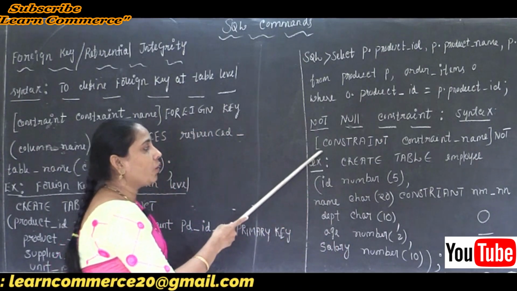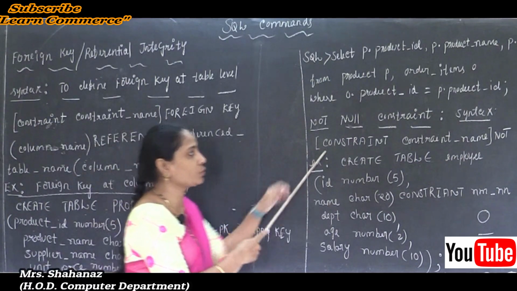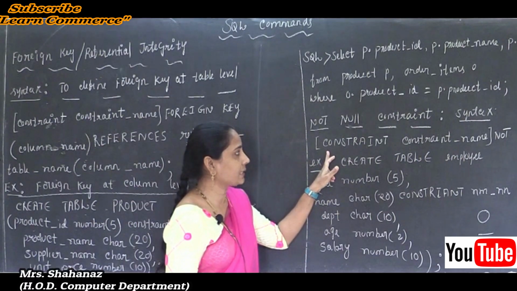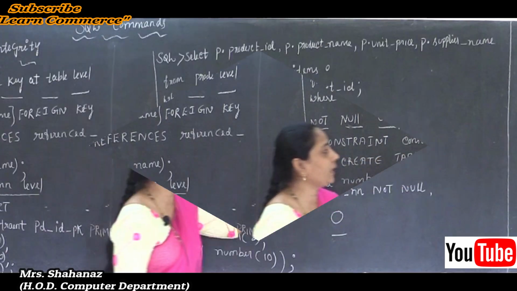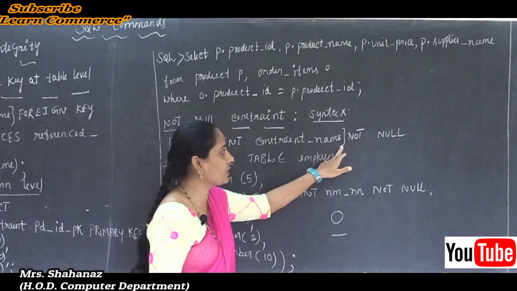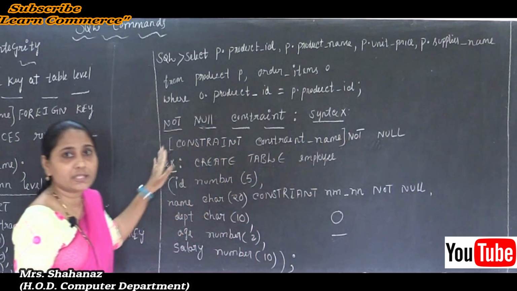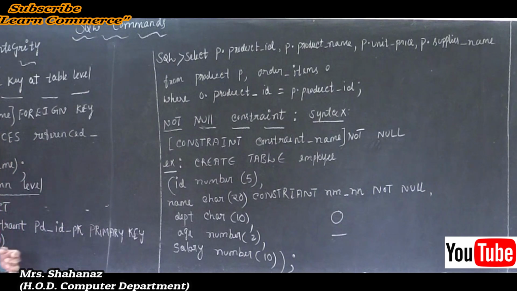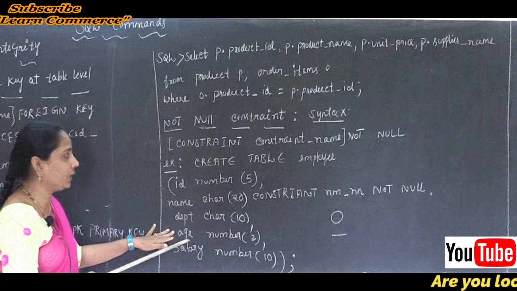And later, now let's see the syntax of our not null constraint. So how to write the syntax? The syntax is the opening square bracket, constraint_name, closing square bracket, and then not null. Clear this point here? So this is the syntax of our not null constraint. Now let's see one simple example for our not null constraint.